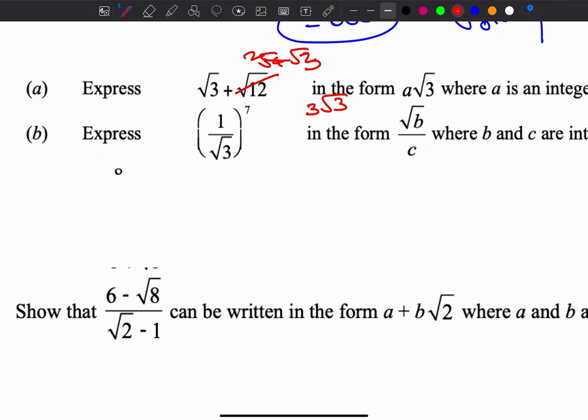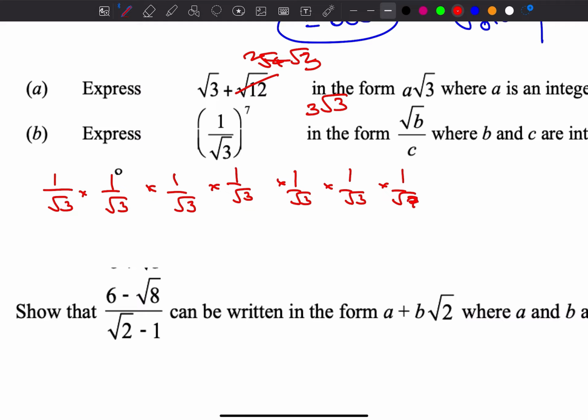Okay. Next one. If you times it by to the power 7, so it's technically 1 over root 3 times, I'm going to write it 7 times. Root 3 times 3 has 3, 4, 5, 6, 7. The top numbers are 1, so that's easy. 1 over. Root 3 times root 3 is root 9, which is 3. 3 times 3 is 9. 9 times 3 is 27. 27 root 3.